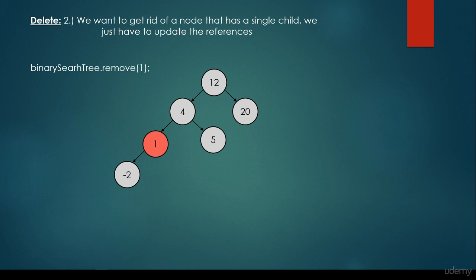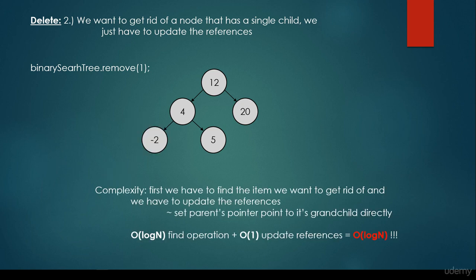So basically we just have to set the parent's pointer to point to the child instead of this one. So we just have to get rid of this and make sure that the 4 is pointing to the -2 instead of the 1. We can do it very easily, we just have to update the references.